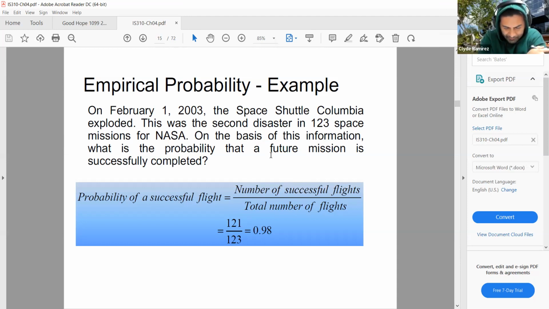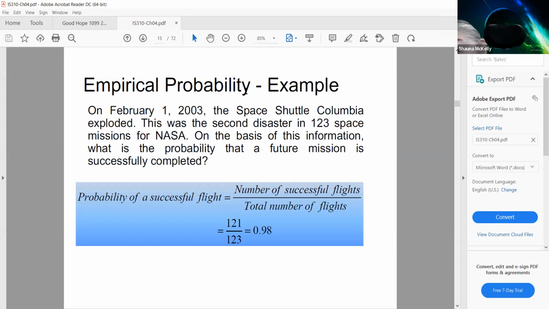Okay. Now, is this classical probability? No. Why not? Because classical probability would be based on every outcome being equally likely, for one thing, and they're not. This is not a 50-50 situation where we're 50% certain that we're going to come back and 50% not, or 1/123 for each one, right?